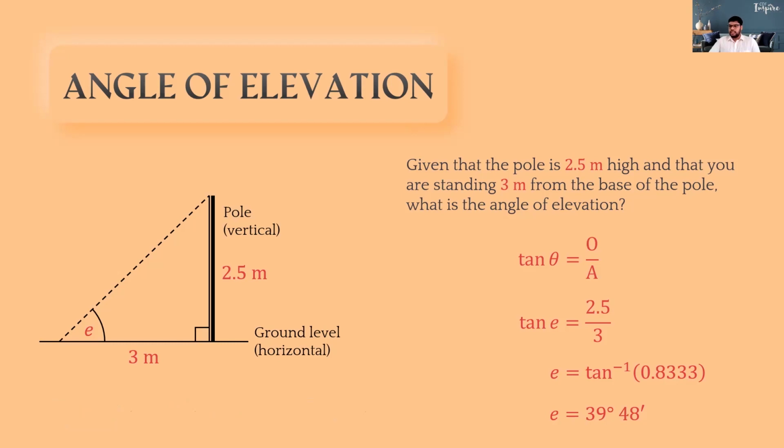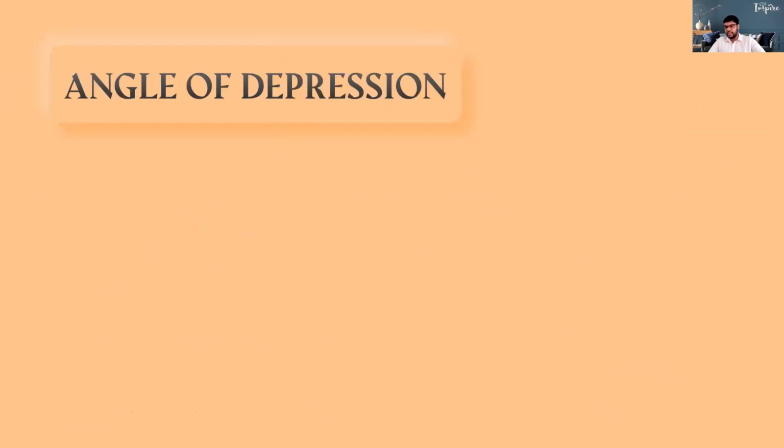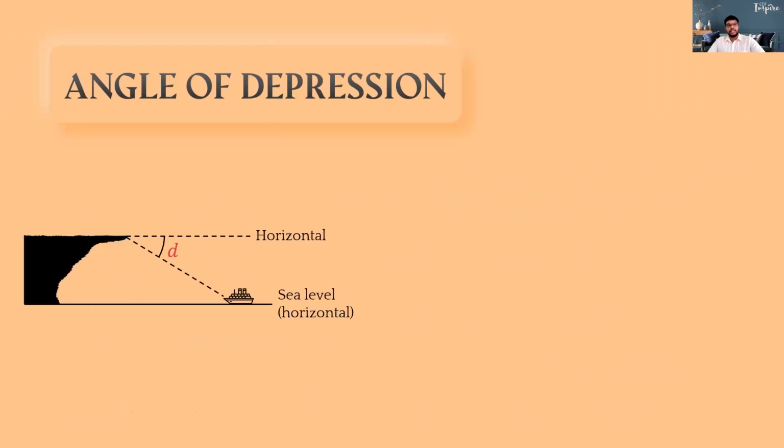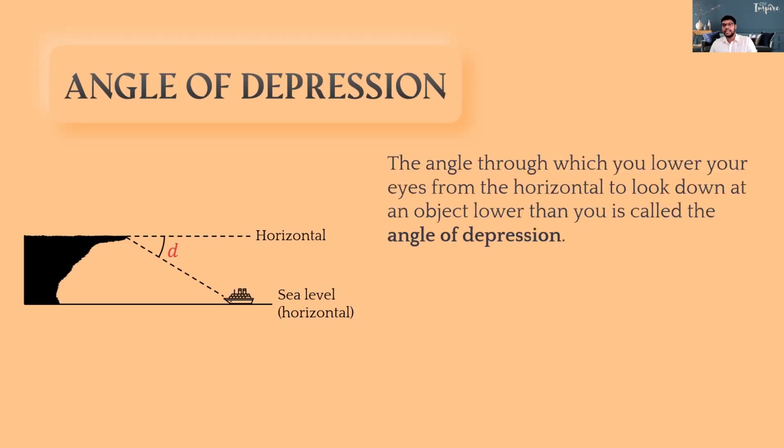Okay, so children, let's look at an example for angle of depression. Now children, you can see here I have drawn sea level and there's a cliff, right? So from the cliff, this person is looking down at the ship on the sea. So this is going to be angle of depression, children, because he's looking down, right? So the angle through which you lower your eyes, from the horizontal to look down at an object lower than you, is called the angle of depression.